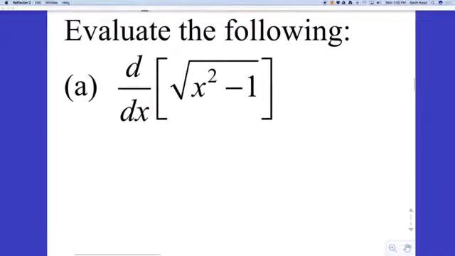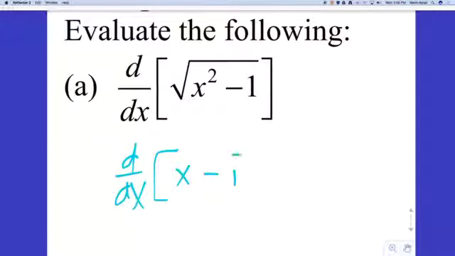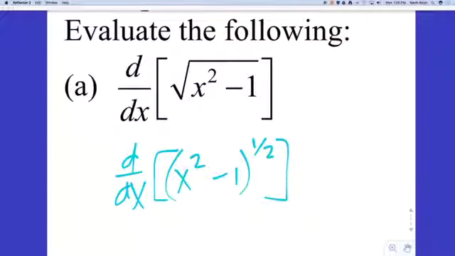Example 1, the derivative with respect to x of that. Well, step 1 is to simplify, rewrite it. The square root of x squared minus 1, is that just x minus 1? Yes or no? No, don't do that. That's not correct. You can't just take the square root of each. But what you can do is say that it's x squared minus 1 all to the what power? 1/2. So now you have 2 layers.